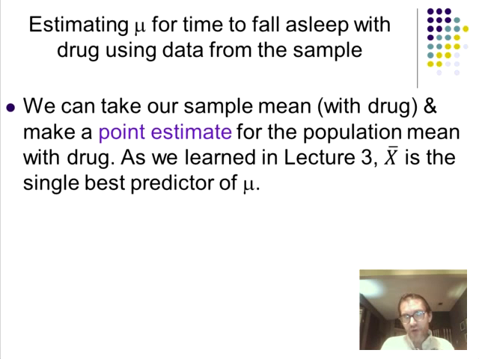So here we go to a kind of a different idea. Now, this is not different. This is something we've seen repeatedly. We can take our sample mean with the drug and make a point estimation of the population with the drug. We learned the best guess, if you have a sample mean x bar, is the best guess we have of the population mean mu. And I'm sure you remember that slide from lecture 3, and it said x bar is an estimation of mu, right? It's the best estimation. We call this a point estimate.